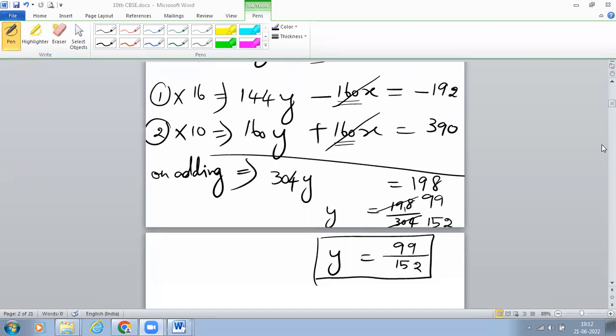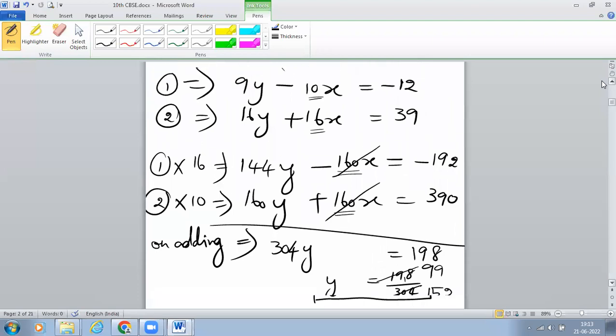Completed, Amma? Excuse me, sir. Yes, ma. Sir, for the elimination process, can we choose anyone among y and x? Yes, ma, you can choose either y or x to eliminate. Here we are choosing variable x to eliminate, because in both the equations x has different signs, that is minus and plus. That is why I'm choosing x to eliminate.